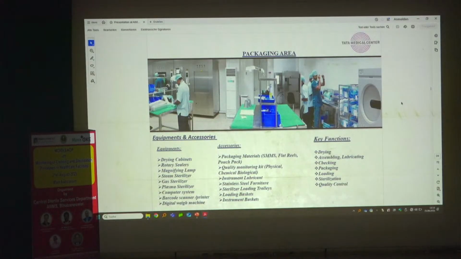This is the packing zone where the equipment is the drying cabinet, rotary sealer, magnifying lamp, steam sterilizer, gas sterilizer, plasma sterilizer, computer barcode system and digital weight machine. The accessories are the packaging materials, quality monitoring indicators, instrument lubricants, stainless steel furniture, stainless steel loading trolleys, loading basket and instrument basket. And the key functions are drying, assembling and lubricating, checking, packing, loading, sterilization and quality monitoring.